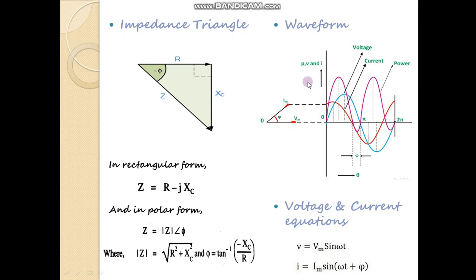See, in this waveform, the voltage starts from zero as we have taken it as the reference. Then the current starts before the voltage by an angle, say phi. So the voltage and current equations will be V equals Vm sin omega t, and I equals Im sin omega t plus phi, because the current starts before by the angle phi.